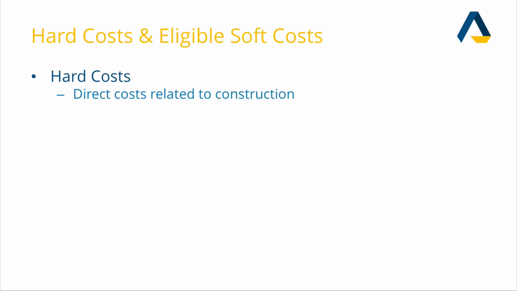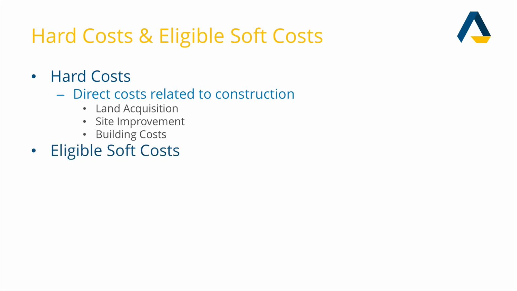Now, hard costs and eligible soft costs. The reason we are talking about this is because a lot of financiers will not fund a whole lot of ineligible soft costs. So let's see what they are. Hard costs are direct costs related to construction. For example, they could be land acquisition, site improvement, building costs, and all of these costs can be funded by a lender or a bank or any kind of specialist financier who will fund all of these costs.